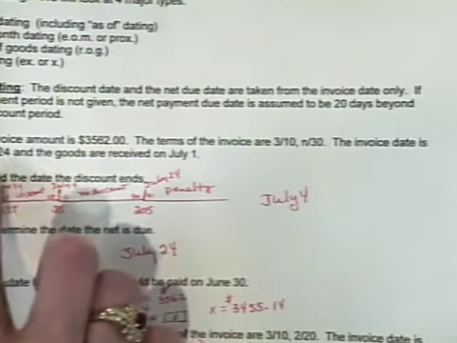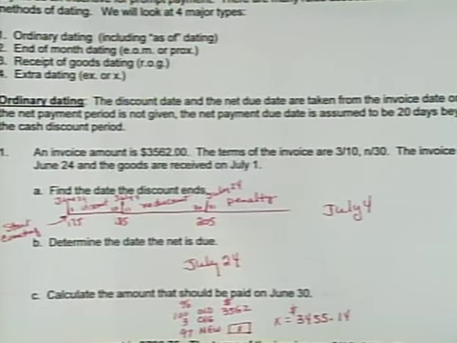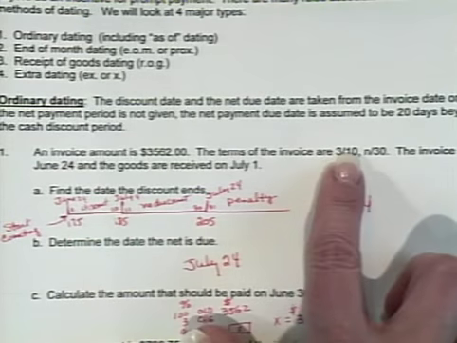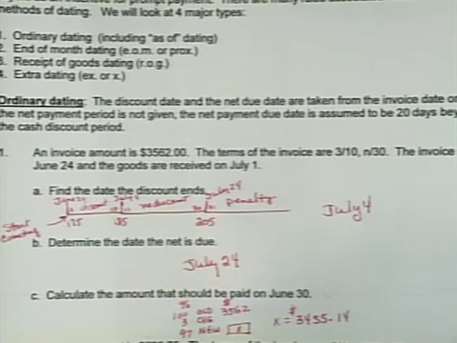Okay, the invoice date is June 24th. Your goods are received on July 1st. Guess what? No one cares when you get the goods with ordinary dating. That's thrown in to confuse you. What we know is you received an invoice on June 24th. You get a 10-day period from June 24th to take a 3% discount. And if not, 30 days from the date the invoice is received, the money is due.